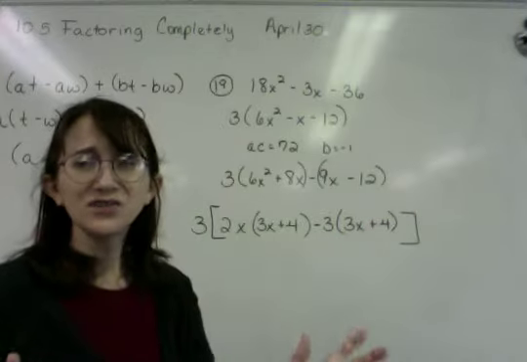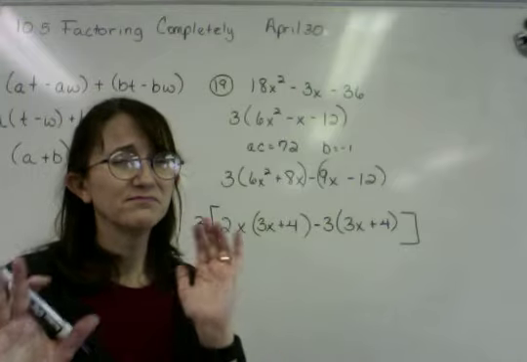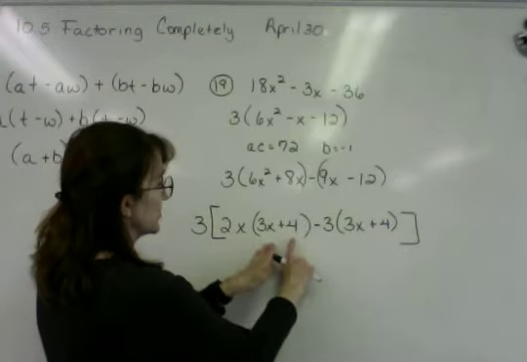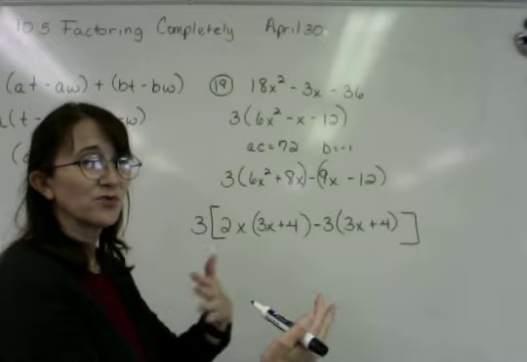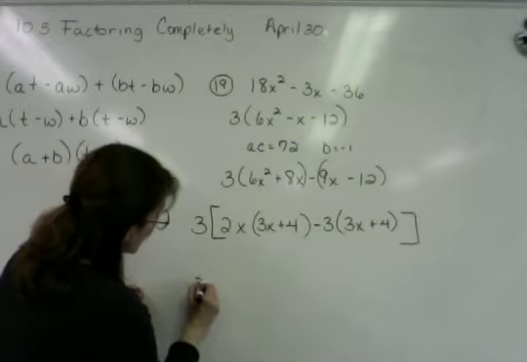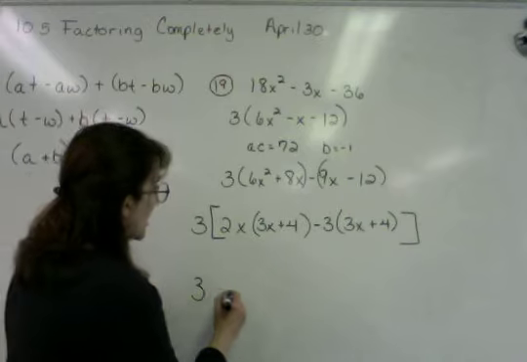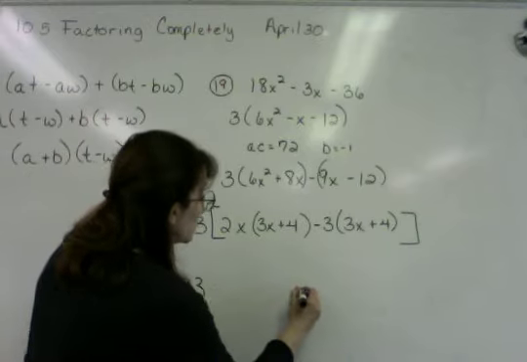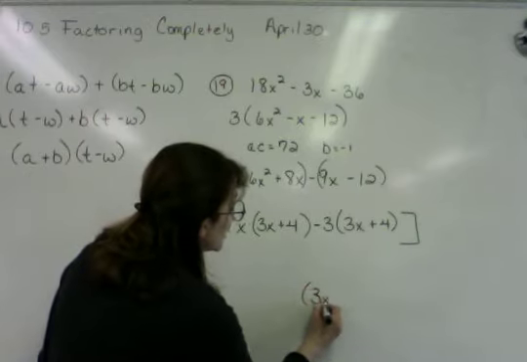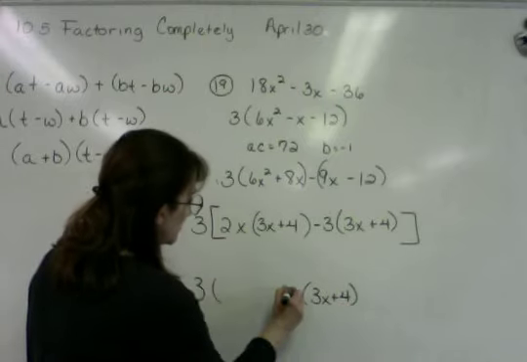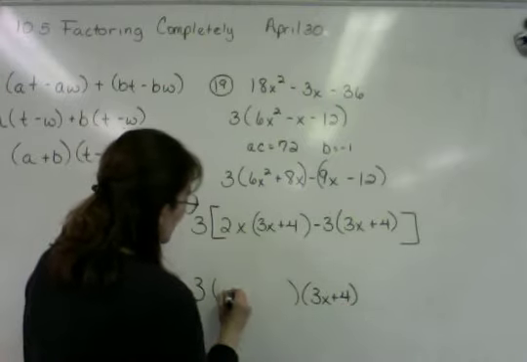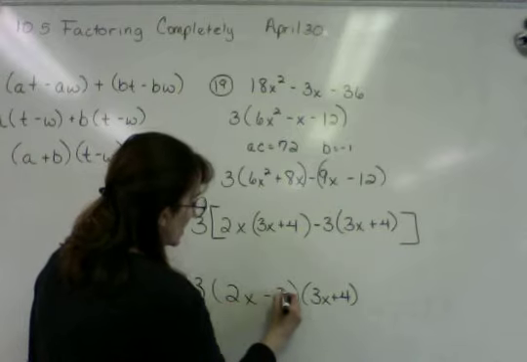Now, hallelujah, I have a common binomial, right? 3x plus 4. 3x plus 4. I have a common binomial. I can break this down even more. I'm going to only bring down the 3x plus 4 one time. What's my other binomial? My other binomial is the 2x minus 3.